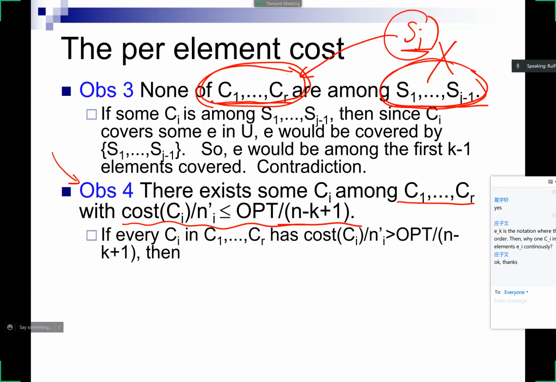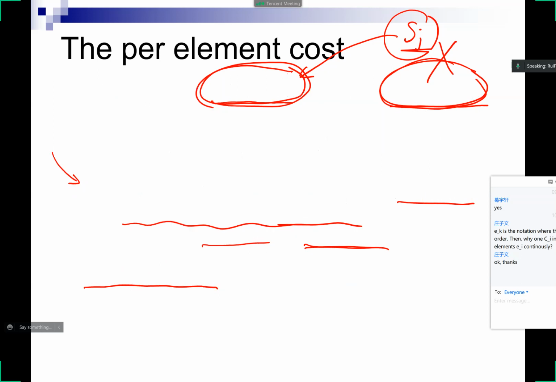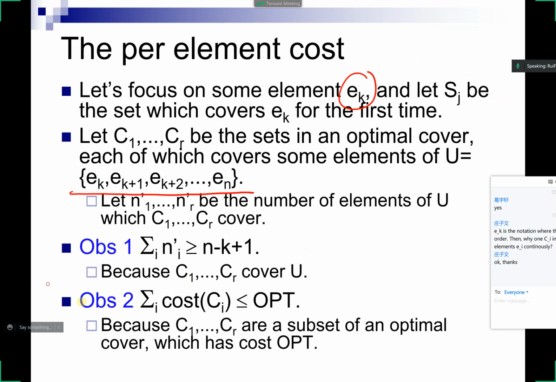And the reason for this is that suppose for contradiction that all of the sets in C1 up to CR have average cost, right? So this is the average cost for that set. Suppose our average cost is all larger than opt divided by m minus k plus 1. Then what you have is that we know that opt is at least as large as the sum of all of these Ci costs. That was one of our previous observations. Which one was it? That's observation 2 over here.